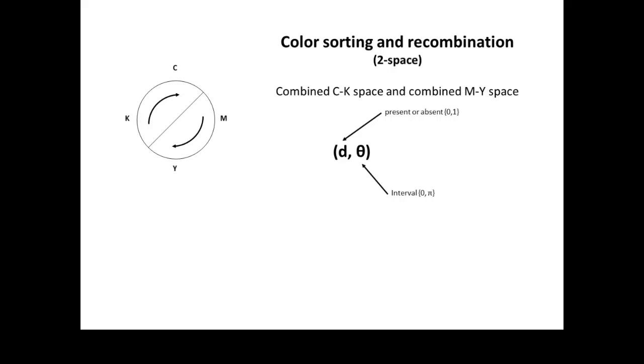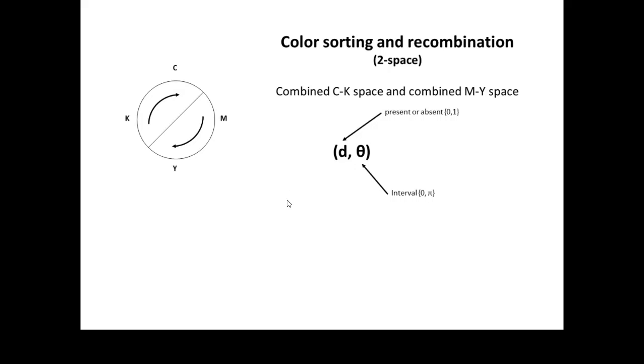The 2-space circular representation is this combined CK and combined MY space. In this case, you're combining the C and the K channel, and you're combining the M and the Y channel. It might be an averaging or some other smoothing mechanism, but you're representing just 2 components of the color. And again, in this interval, present or absent, it's closer or further from the origin at the center of the circle, and then there's this interval which represents its presence, or its degree of membership in that category.